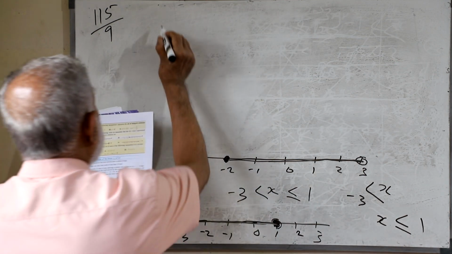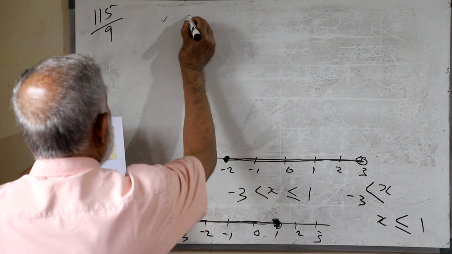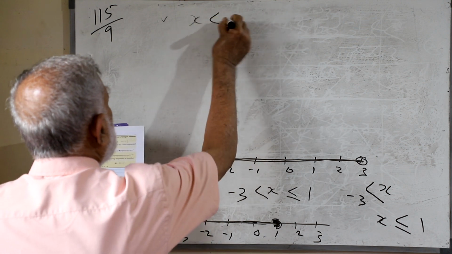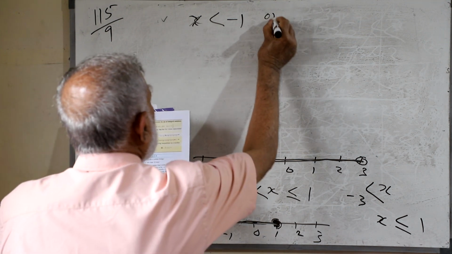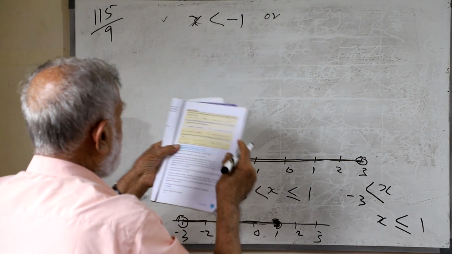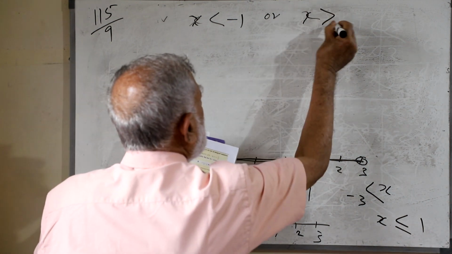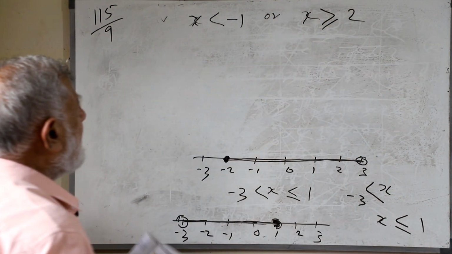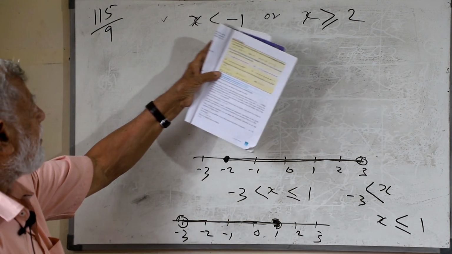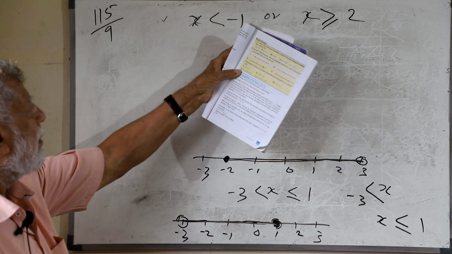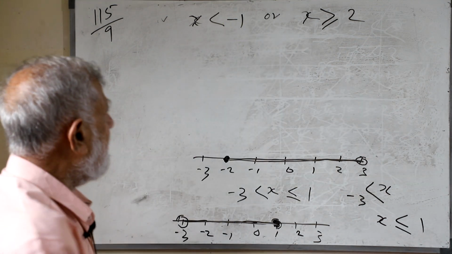Fourth one will be x is less than -1 or x is greater than or equal to 2. They are given it like this. Earlier they gave it in one straight line, but here they have given it this way. x is less than -1 or x is greater than or equal to 2. So, the graph will come like this.